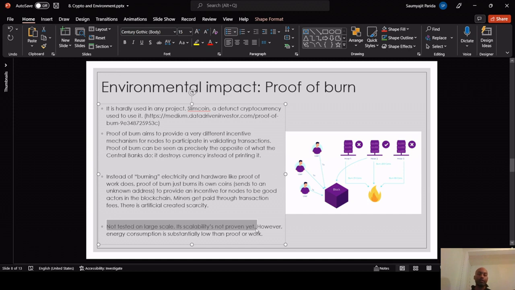So it's still in the experimentation phase, but the energy consumption is very, very low in this case. I don't have a concrete figure or value of how much proof of bond consumes, but it's based on word of mouth. This is how proof of bond will work.